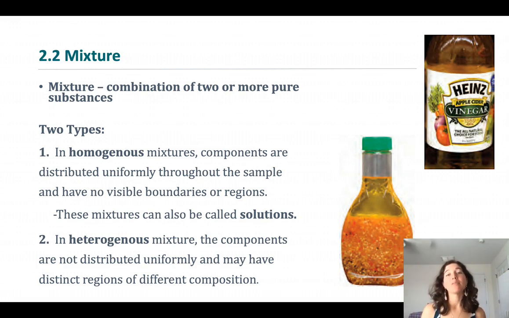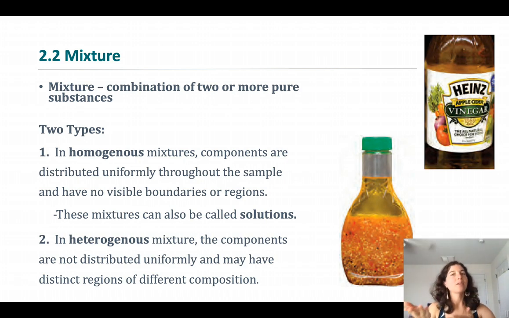Now we have different types of mixtures. These are homogeneous and heterogeneous. So a homogeneous mixture is one where the components are distributed uniformly throughout the sample, and you can't really tell that there are different components inside of it just by visually looking. So things like gasoline are a homogeneous mixture. It just looks like a bunch of black goop to you, right? You wouldn't know that there's different types of hydrocarbons in there of different lengths unless you knew the chemical composition of the substance.